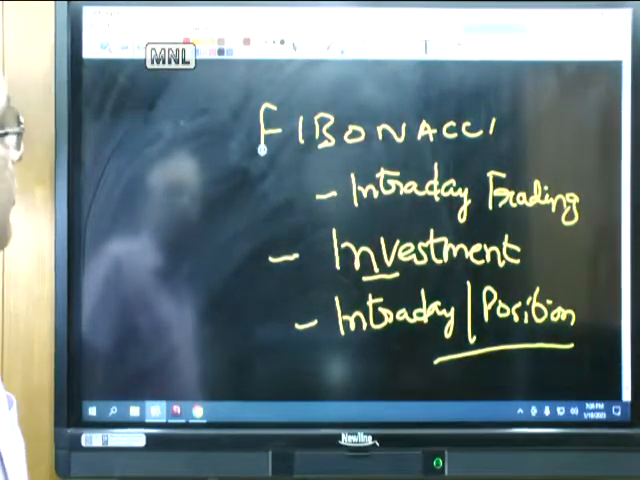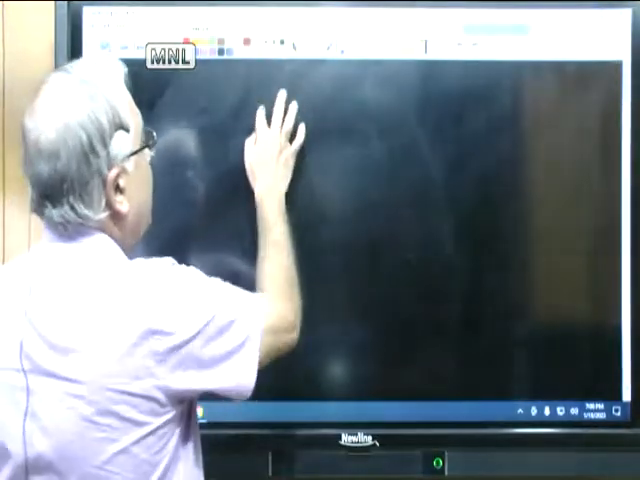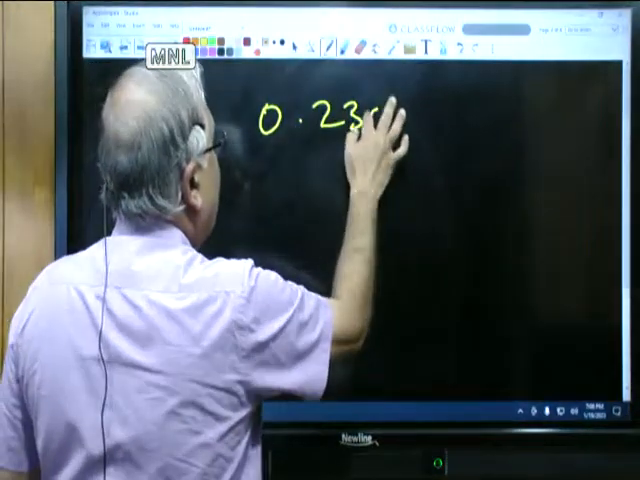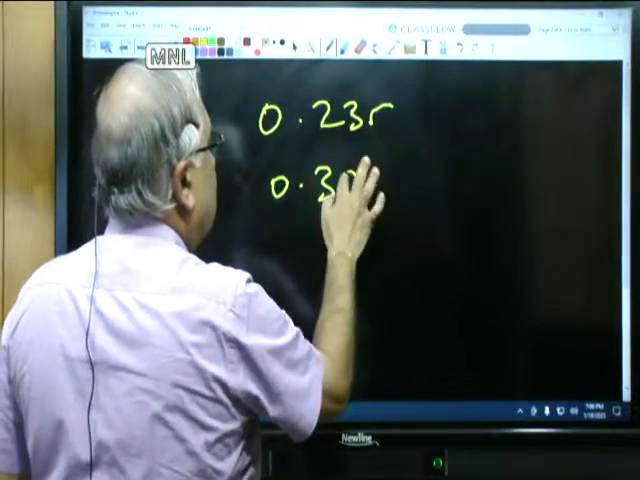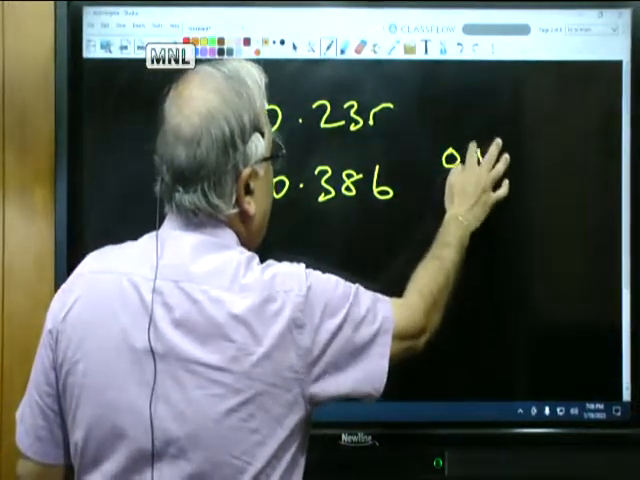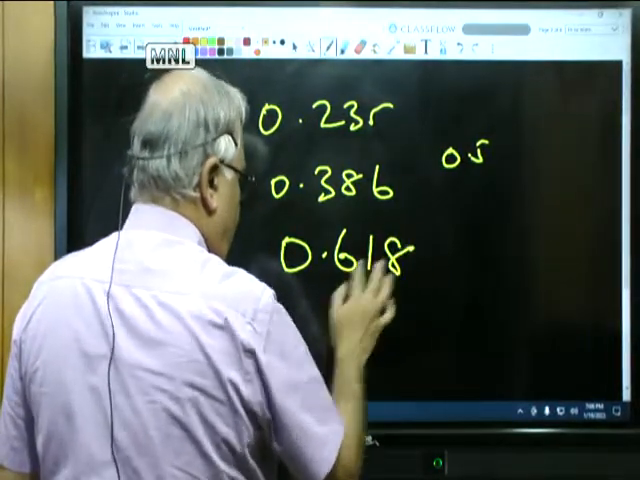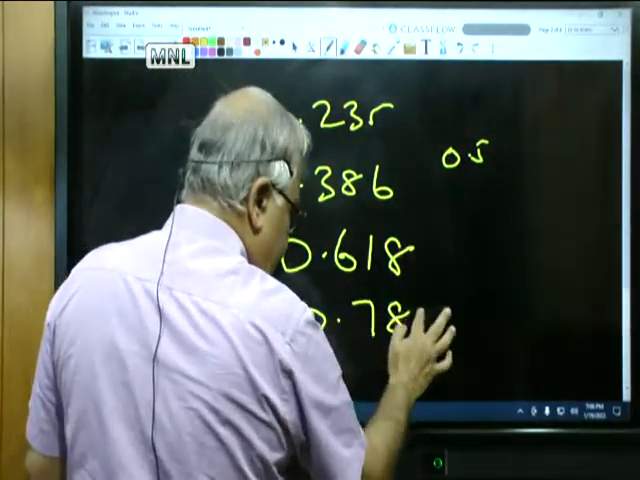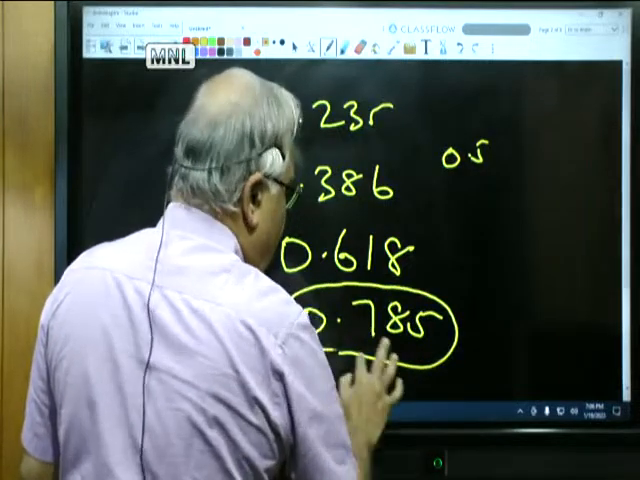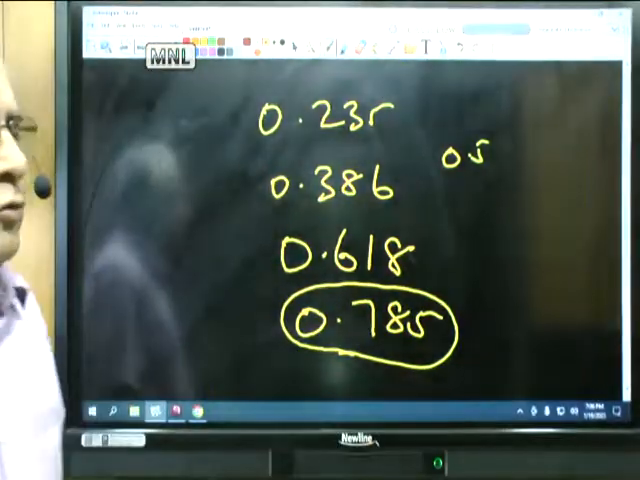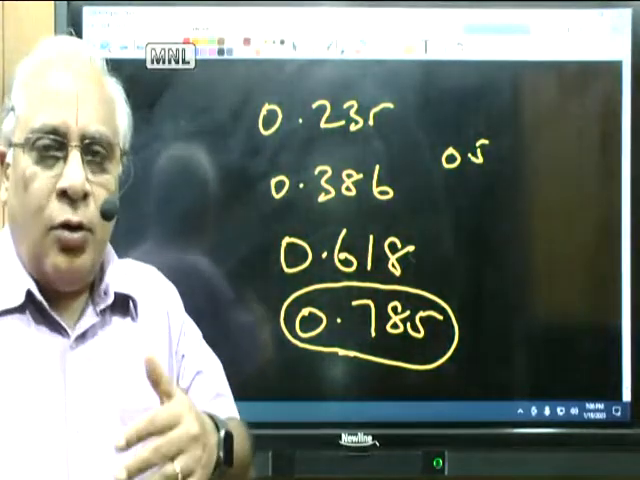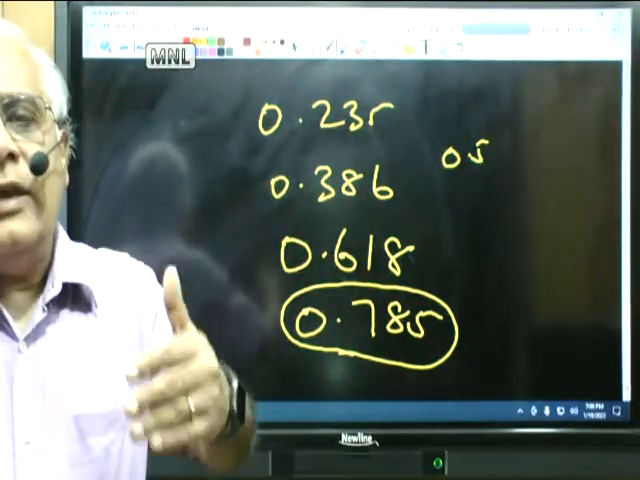Fibonacci ratios, which are the 23.6, 0.386, 0.5 is not a Fibonacci, but is taken by traders, 0.785. So this is the most important last level, which traders normally look for reversal and try to buy either at the bottom or probably sell near the top.